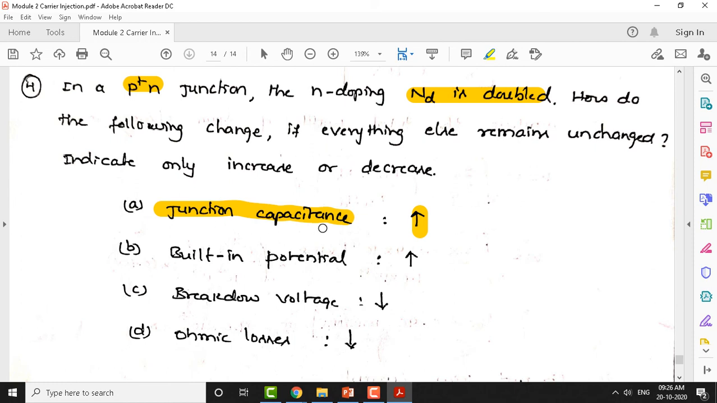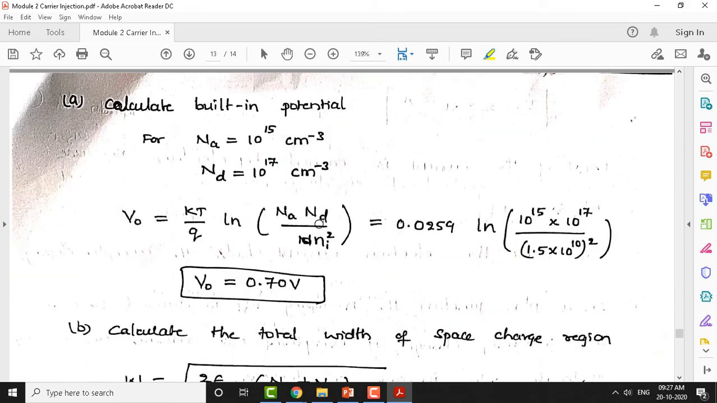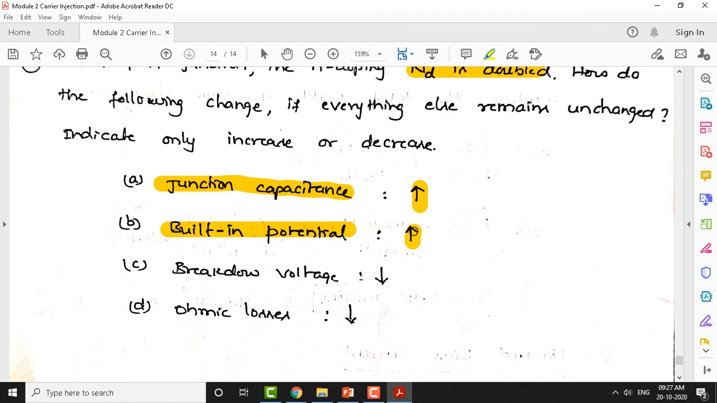You know the capacitance formula, right? Capacitance is equal to epsilon into A by d, the distance between the plates. Obviously, the distance keeps decreasing, and the junction capacitance keeps increasing. With reference to built-in potential, when Nd is doubled, this is the formula we have just seen. So Nd is doubled, so this becomes twice. Obviously, this built-in potential also keeps increasing. That is what we said here: built-in potential keeps increasing. What about breakdown voltage? V BR, just now we have seen V BR.